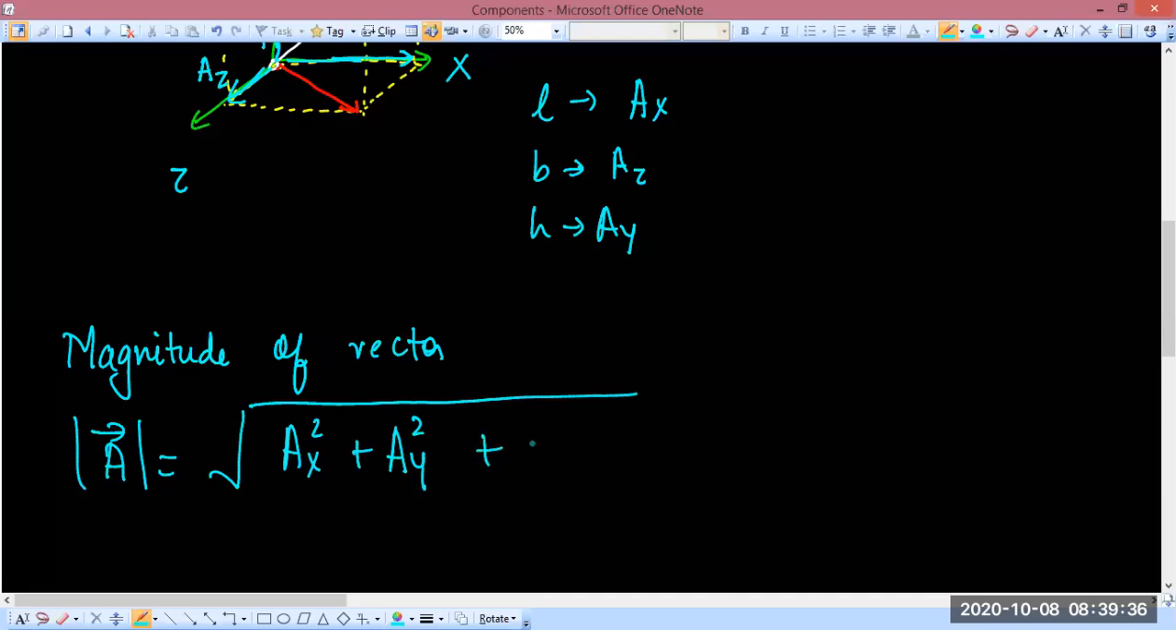Now plus AZ square, right? Plus AZ square, okay.